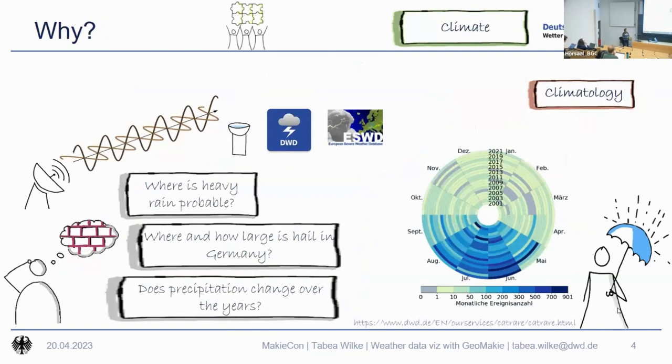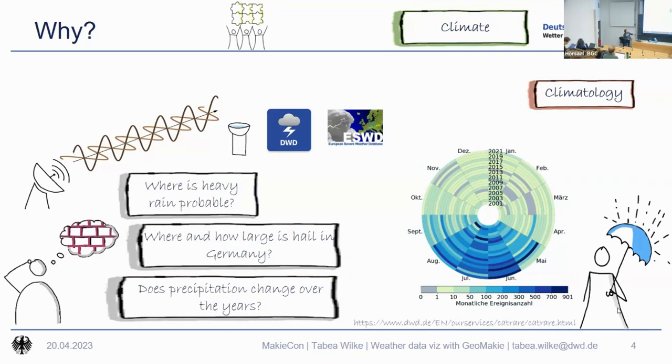But I have a look at rain and hail, and why do I do this? My questions are typically: where is heavy rain possible? Where and how large is hail in Germany? So you can know whether where you live is a great hail spot, or whether you only rarely experience great hail. And the climate aspect of all this is: does precipitation change over the year?